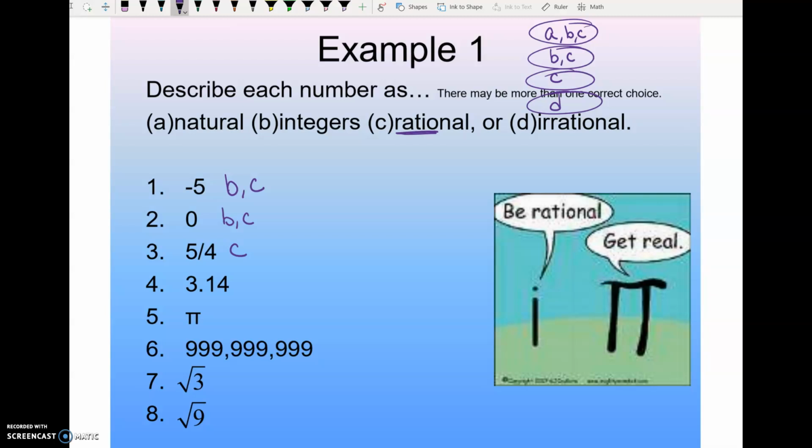3.14, because it doesn't continue, they're saying the number 3.14. They're not saying pi. The number 3.14, if you put that in your calculator, that can be changed into a fraction. If the decimal terminates like that, if it ends, it can be turned into a fraction. That is a rational number. Pi is irrational.